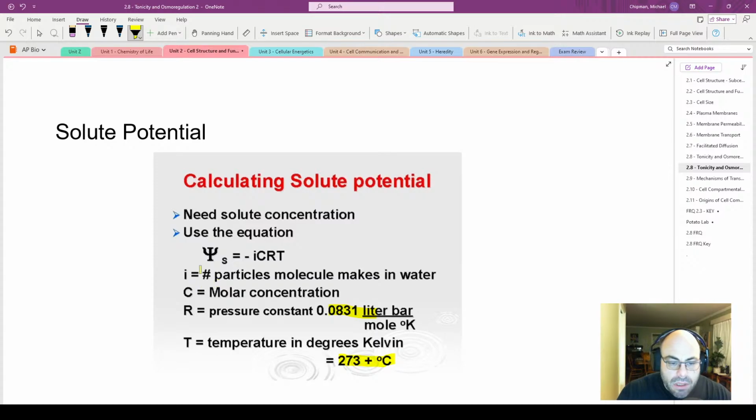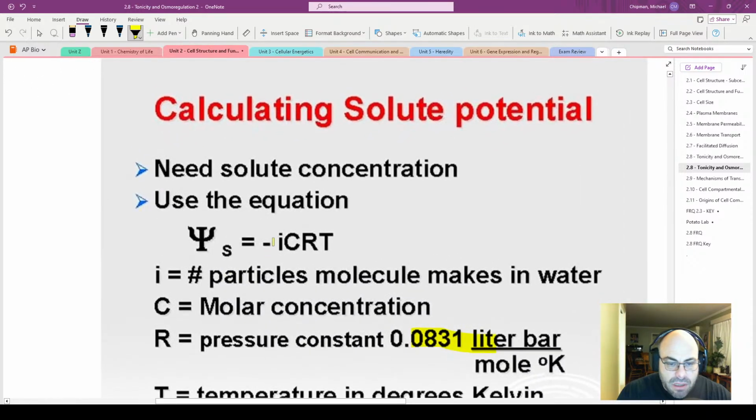And the thing that students miss the most is not the ionization constant. This is what they miss the most. They forget to multiply that number times -1. So do not forget to make this number negative. Solute potential is either going to be 0 or it's going to be negative. It's never going to be positive. And so make sure that you understand that.